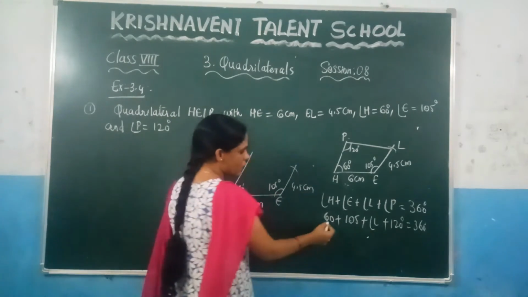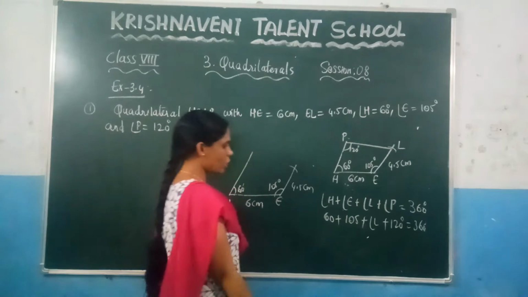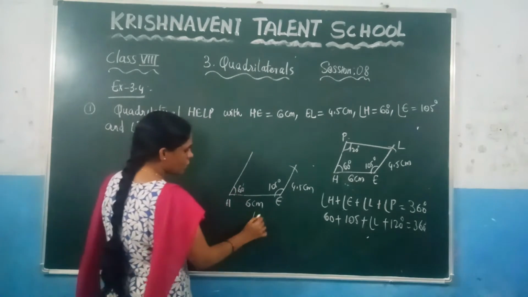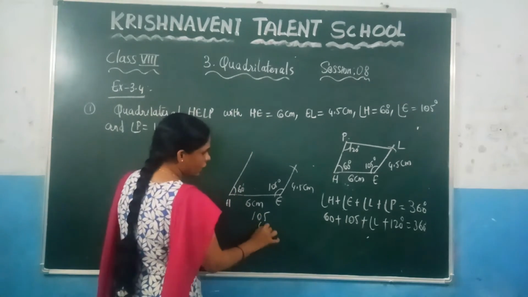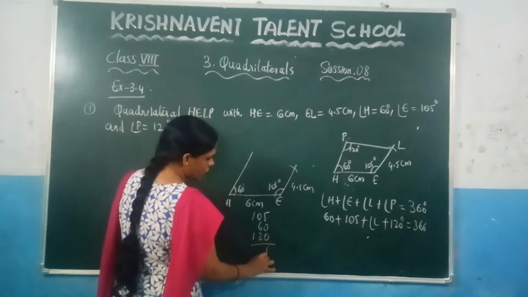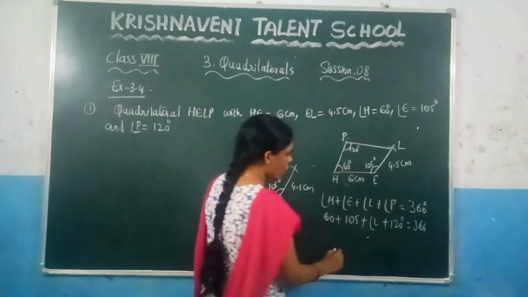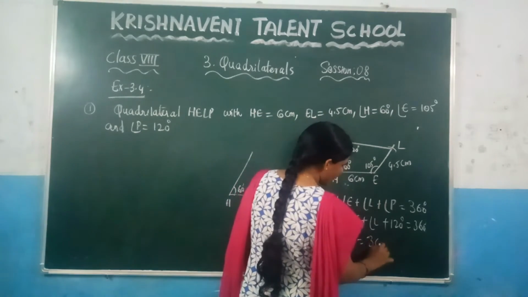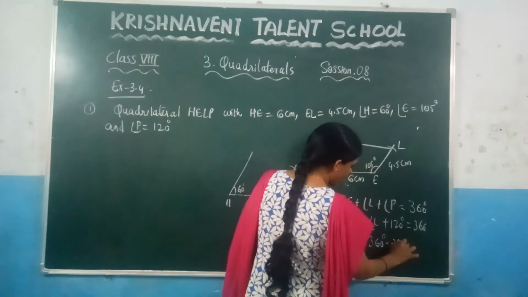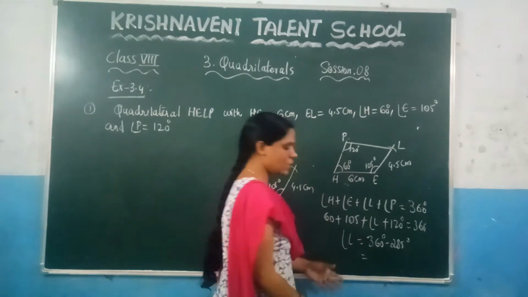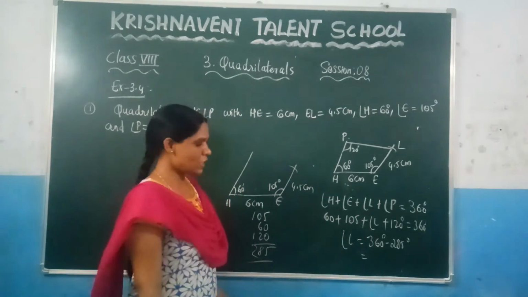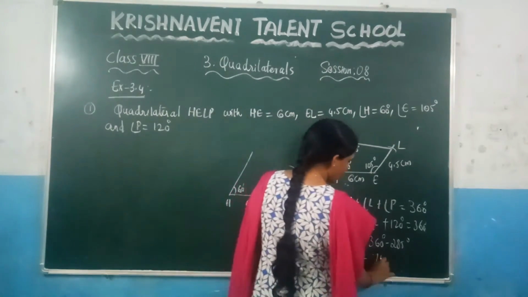So just add these 3 values. After adding, check what you get: 105, 60 and 120. How much are you getting? 5, 8, 285. So angle L is nothing but 360 degrees minus 285. What is the value of 360 minus 285? Which gives you 75, right? You can check it here.